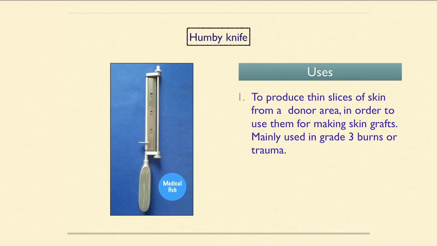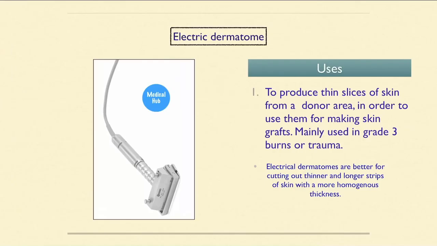Next is Humby knife. It is used to produce thin slices of skin from a donor area in order to use them for making skin grafts, mainly used in grade 3 burns or trauma. Next is electric dermatome. So it is also used to produce thin slices of skin from a donor area in order to use them for making skin grafts, mainly used in grade 3 burns or trauma. Electric dermatomes are better for cutting out thinner and longer strips of skin with a more homogeneous thickness.